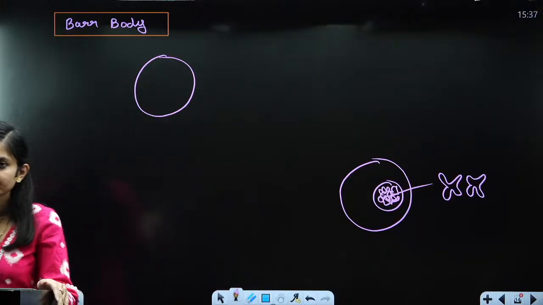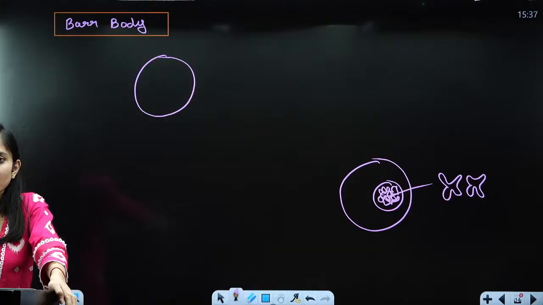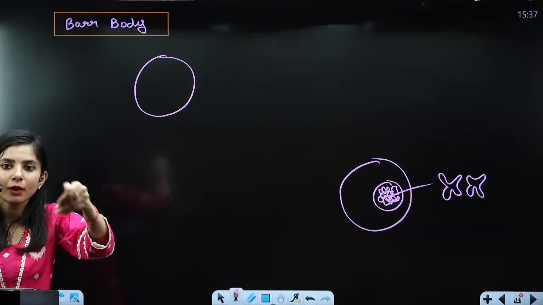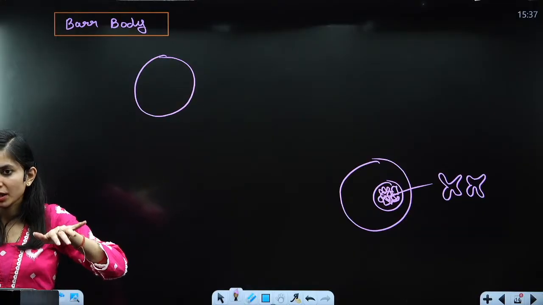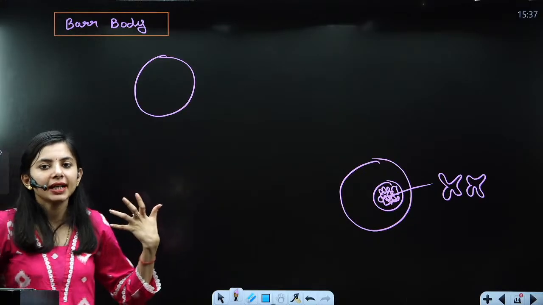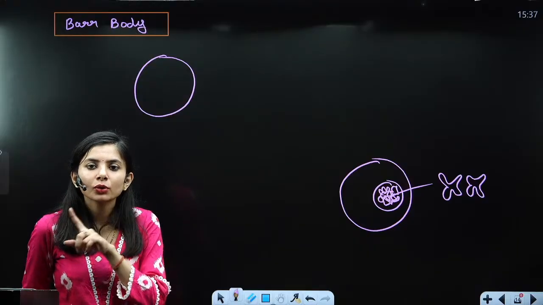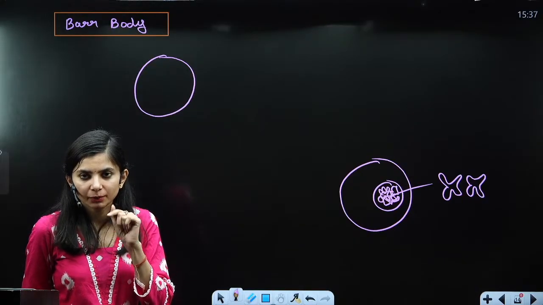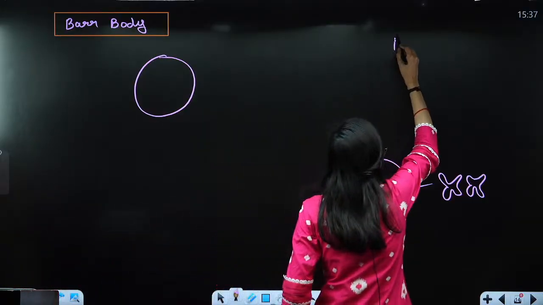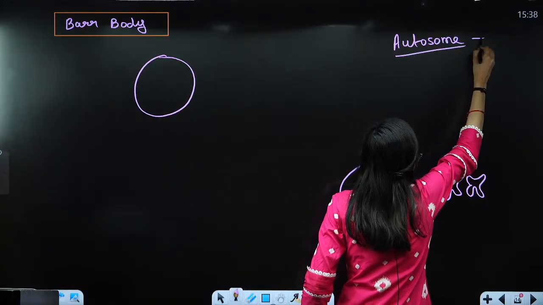Fine. Now, what do we mean by the word Barr body? One more thing you need to understand is that the Barr body is found in the female chromosome. For a female, what do we know? Female means they have XX chromosomes. Again, do not take the autosomes into notice. Autosomes are different.